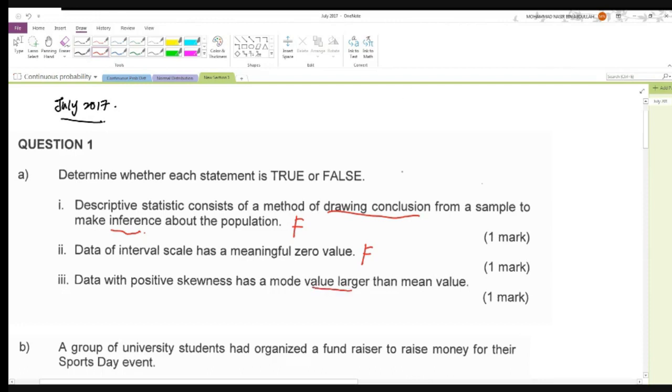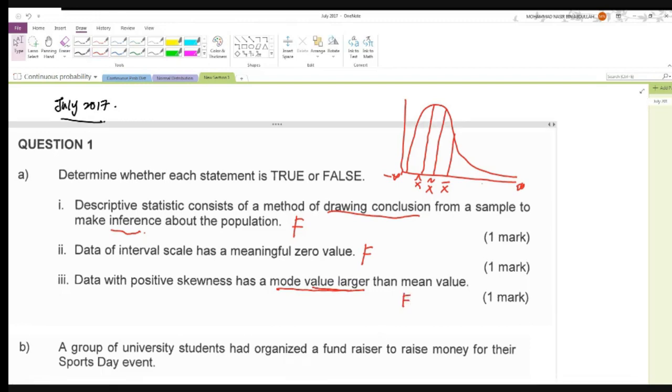So let's draw a positive skew distribution. Right, positive skew distribution just looks like this. So the first value, starting from negative infinity to infinity, will be your mode. The second value is your median, and the last value is your mean. So it says mode value is larger than mean value. So this is also a false statement, right? So I hope you understand.